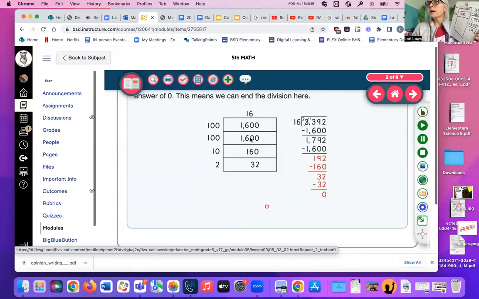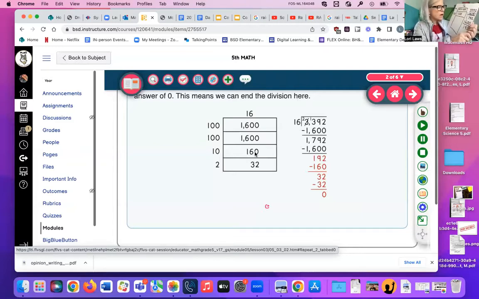Are you guys following me on this? Yes, no, thumbs up? Is it making sense? All right, so then what you say to yourself is, well, what could I times 16 by that's close to 192? I can't do 100 again because that would be way too big. But I could do 10 times 16 and get 160.